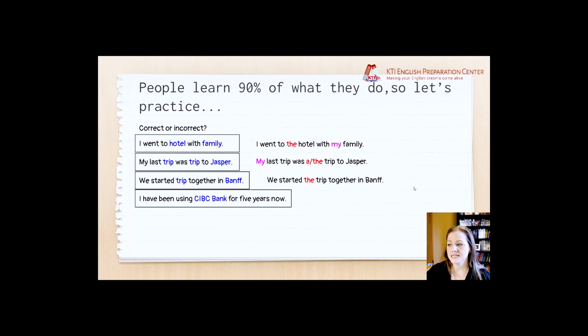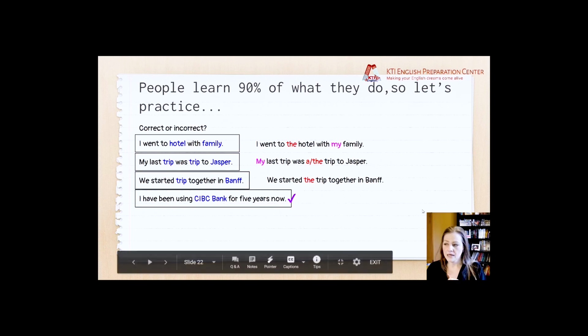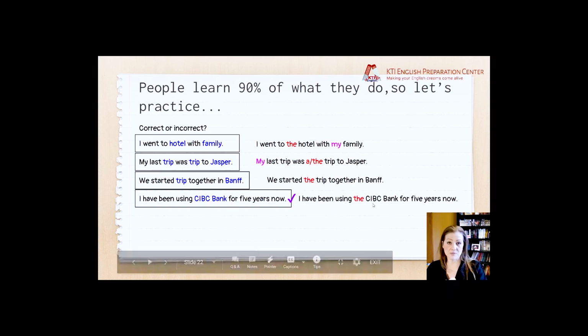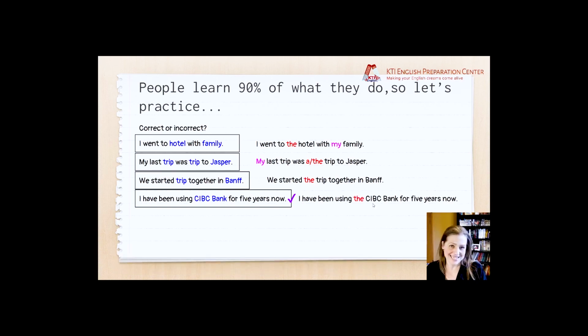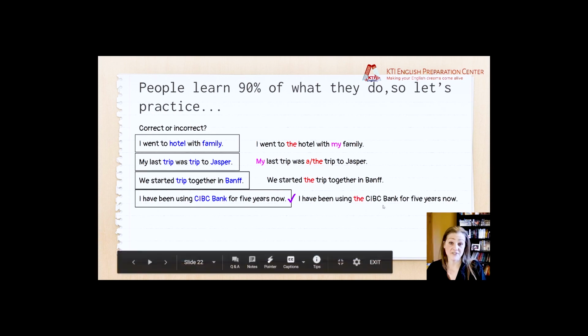I have been using CIBC Bank for 5 years now. This one is correct. We have the specific name of, now it's a name of a place. It's a name of a bank. But we could also say, I have been using the CIBC Bank for 5 years now. I'm talking about the specific branch in my town. Maybe a little bit more specifically there, right?